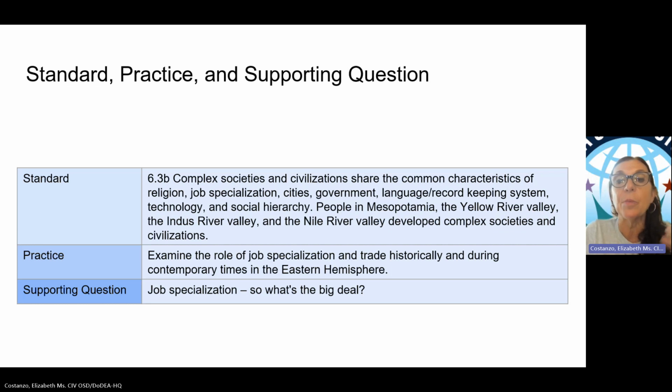Typically, a mini lesson has a supporting question rather than an essential question, as the learning typically falls under the larger umbrella of learning that goes with the unit or lesson plan that you're doing. Remember, this is just a mini lesson. So our supporting question is job specialization. So what's the big deal?